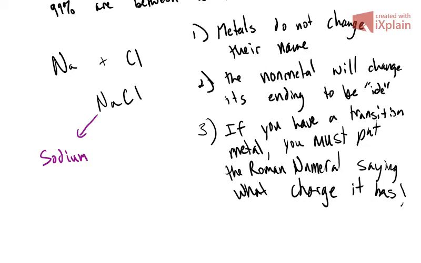Now, it's hard to tell on a lot of elements where that IDE will go, okay? If it ends in something like "-ine", like chlorine, however you want to pronounce it, chlorine, fluorine, bromine, okay? That is going to change to "-ide". You're going to get rid of the "-ine", make it an "-ide", okay?